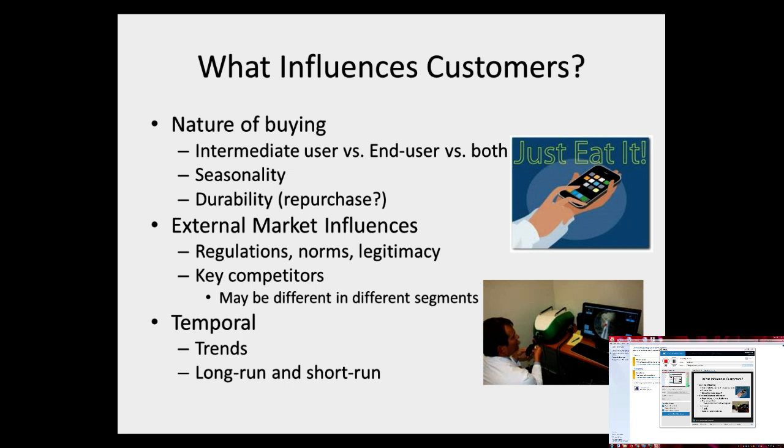A couple of things that you need to think about are nature of buying, whether it's the intermediate user or end user or both. So if you're selling a product that teenagers would use, maybe their parents are the purchasers. So they influence the decision. You need to think about seasonality. So when do people buy? And durability. So if you can have a product that people buy periodically rather than just once, obviously you can make more money. So how often do they purchase?